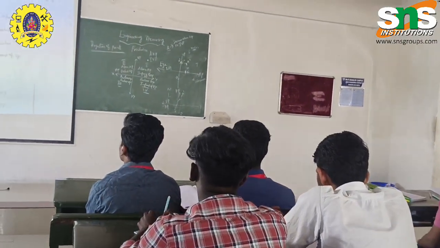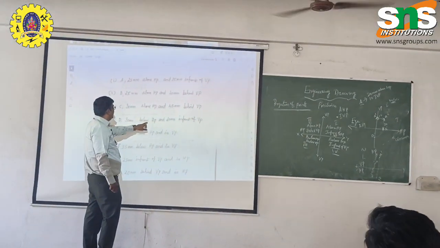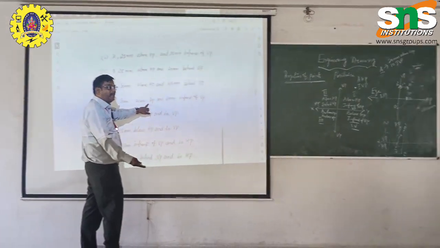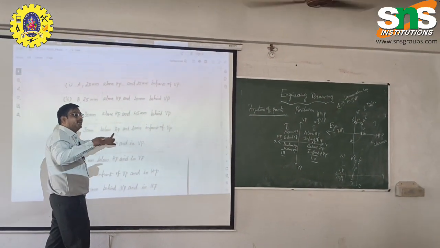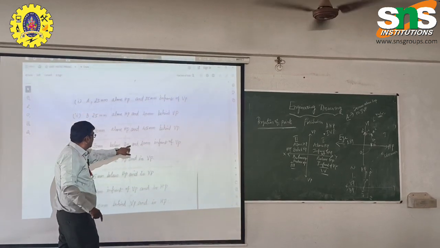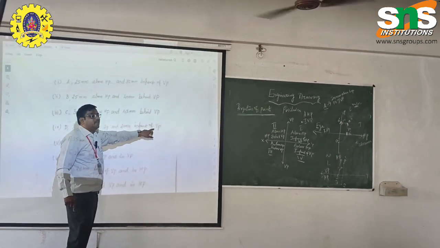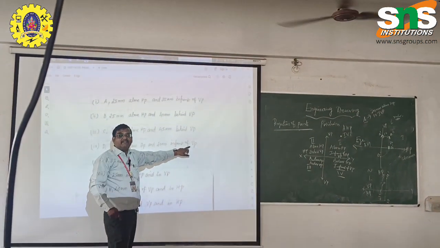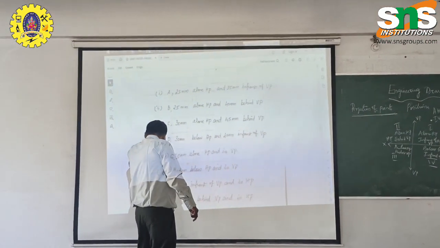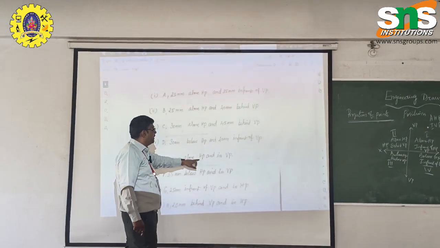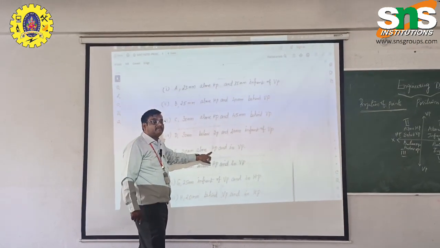The next problem: point D, 30 mm below HP. Below HP, it is not the first quadrant, it is not the second quadrant. It is supposed to be third or fourth. It is in front, and 40 mm in front of VP. Fourth quadrant, exactly. Okay. So the fifth problem, point E, 25 mm above HP and in VP.